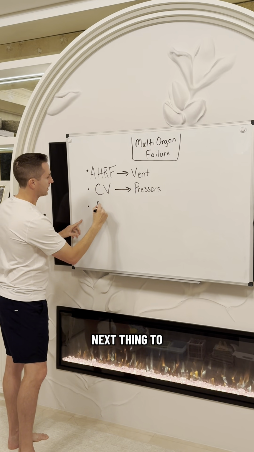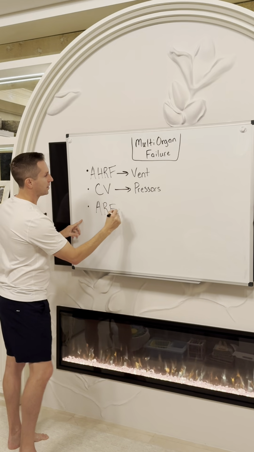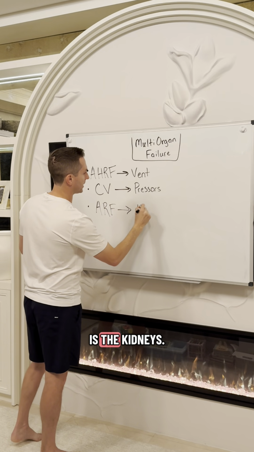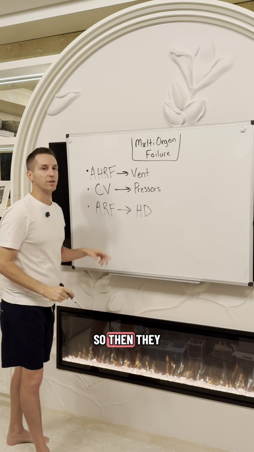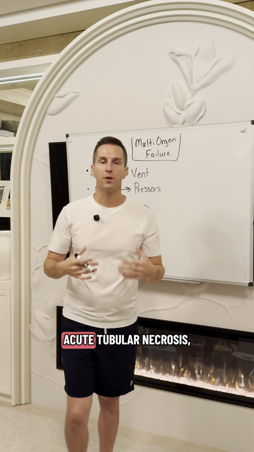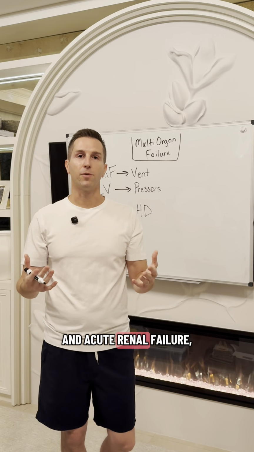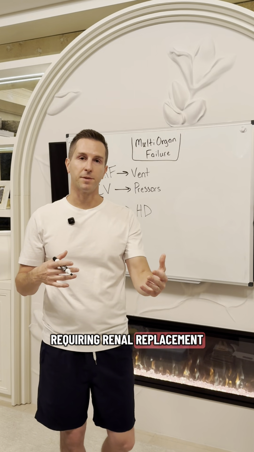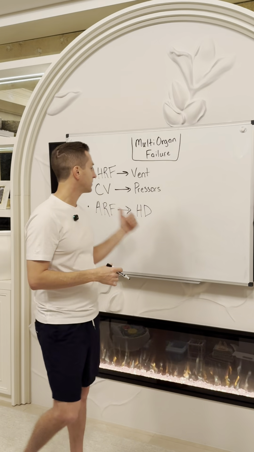Next thing to go is the kidneys, okay? So then they develop acute kidney injury, acute tubular necrosis, and acute renal failure requiring renal replacement therapy and hemodialysis, okay?